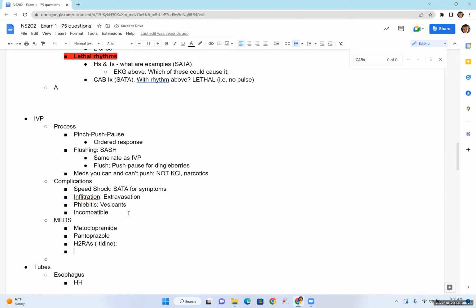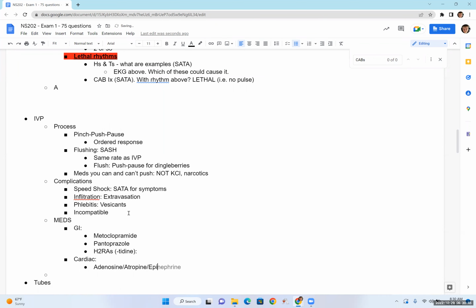Yes, you give atropine IV push, and you give adenosine. That was talked about in the EKG section, right? Adenosine, atropine, epinephrine, these are EKG meds. So group them into GI meds and cardiac meds. You have to know what they're indicated for and that they can be given IV push.